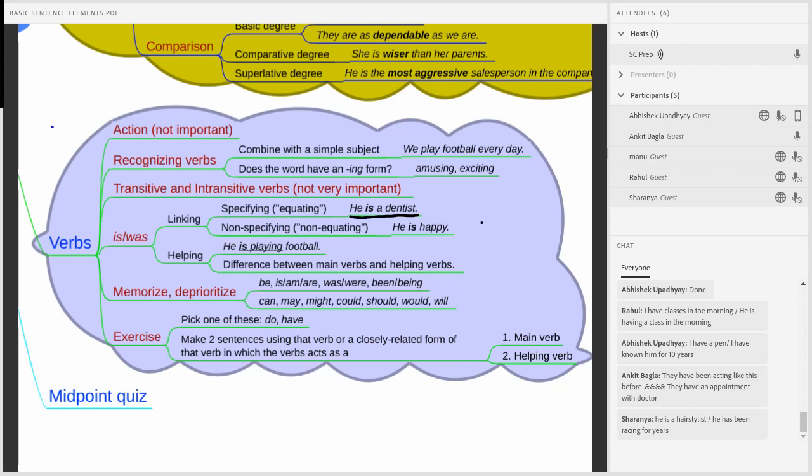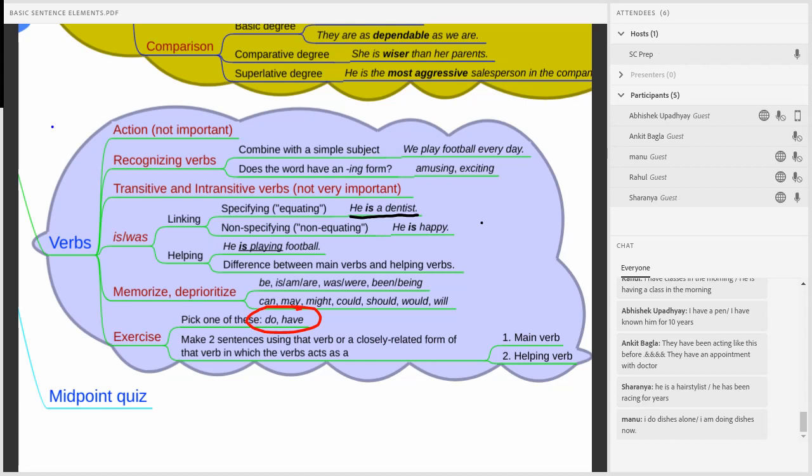Good. Sharanya, please go ahead. Walk us through your examples. The first one, he is a hairstylist. Is acting as the main verb, like a linking verb. Right. So is the main verb. It is a linking verb. It is the main verb, but it is not a has or have, right? So you've given me the right thing. It's just that you've used a verb different from the ones in the example. So to fix it, we could say something like, he has a hairstylist. That's it. Done.